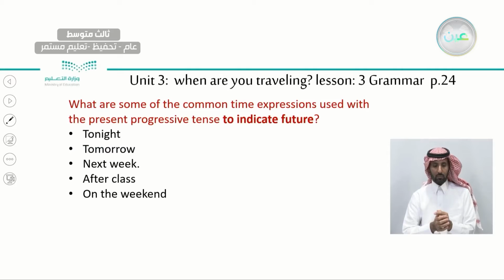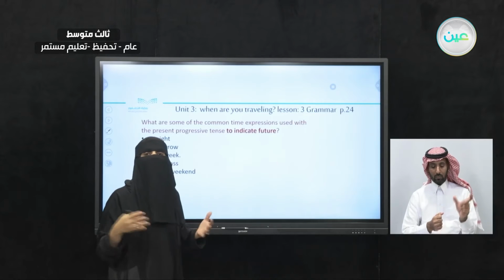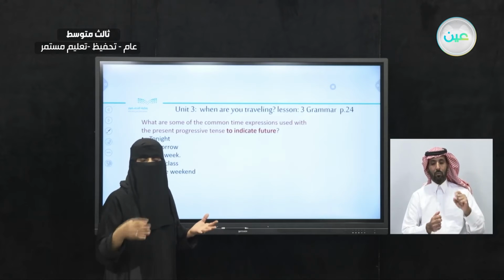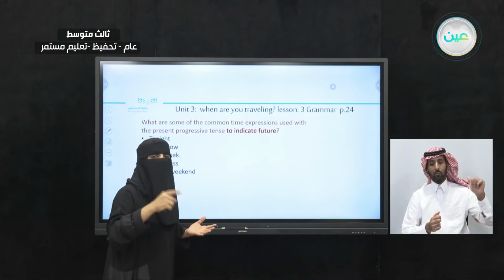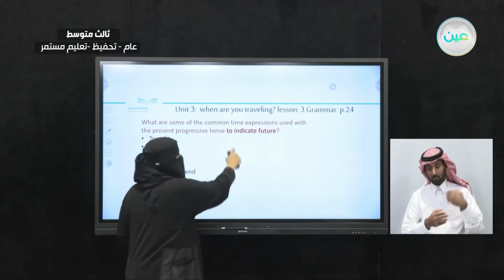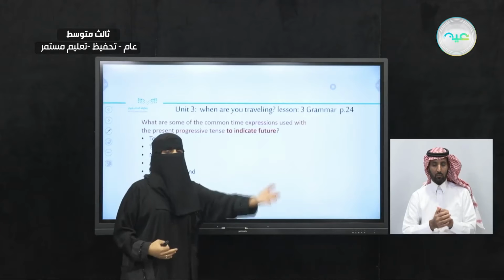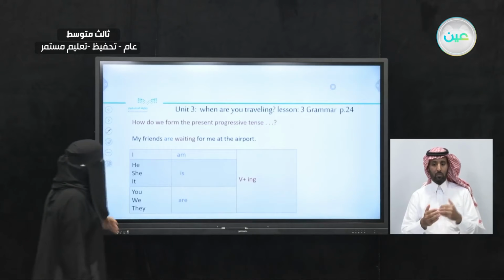Okay. What are some of the common time expressions used with the present progressive? So with the present progressive, we use a lot of time expressions, like now, today. So we're talking about now, okay? But when we talk about the future, when you mean the future, what do you use? You say tonight, tomorrow, next week, after class, on the weekend. So here you are referring to the future, not now, okay?